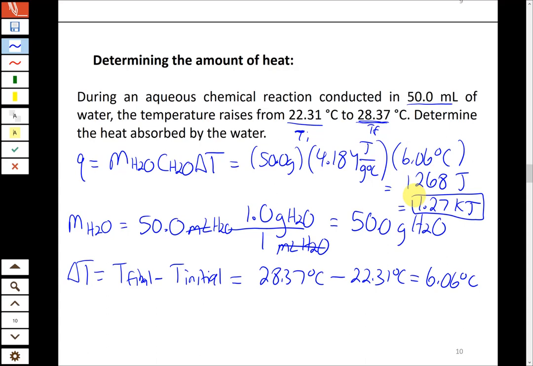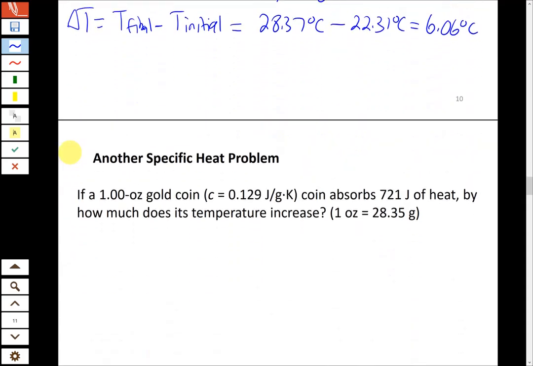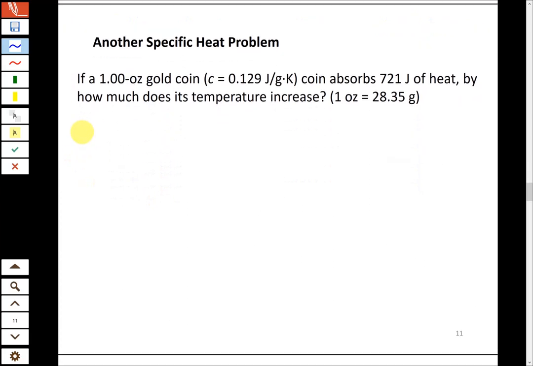All right, now the other way that we can use this specific heat, we have that one equation, so of course we could have something else that's unknown besides the Q term. So let's go back to one of my favorite elements, gold. If we have a 1 ounce gold coin and it absorbs 721 joules of heat, by how much does its temperature increase? So again, if you're talking about heat, there's really only one equation we have to worry about, which is MC delta T. The only difference here is that our unknown is going to be delta T.